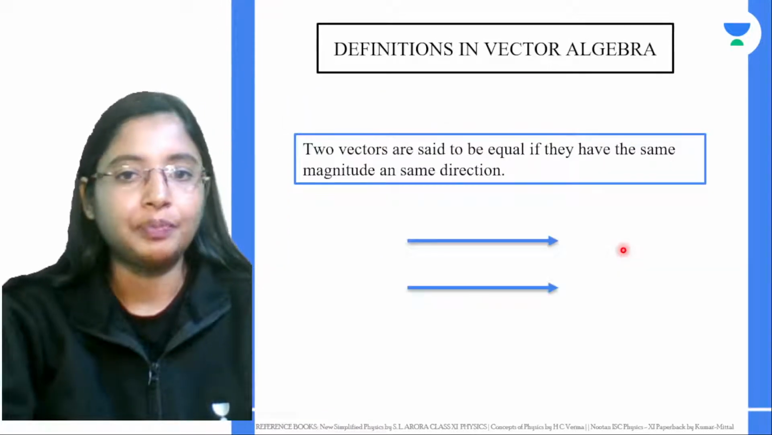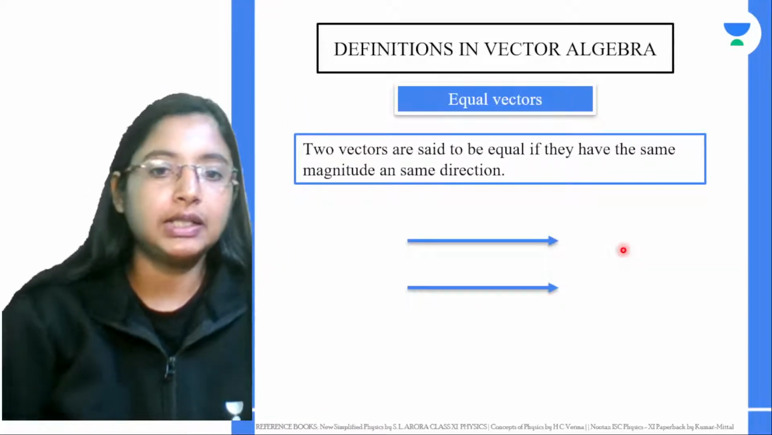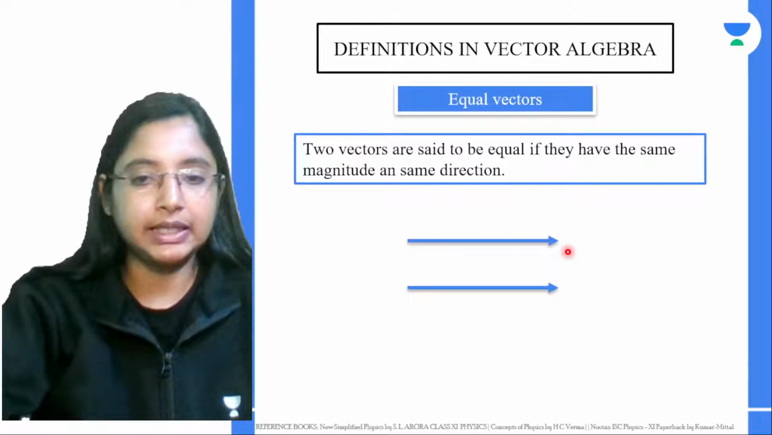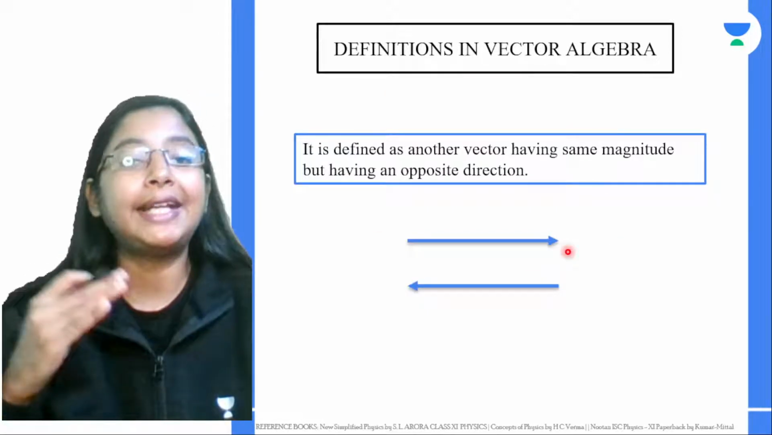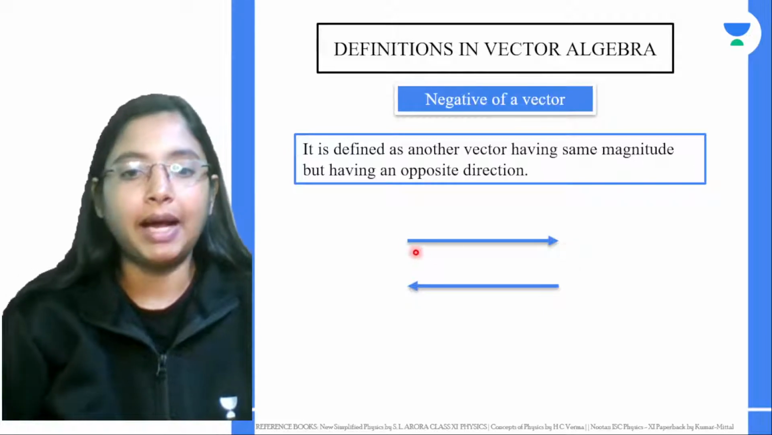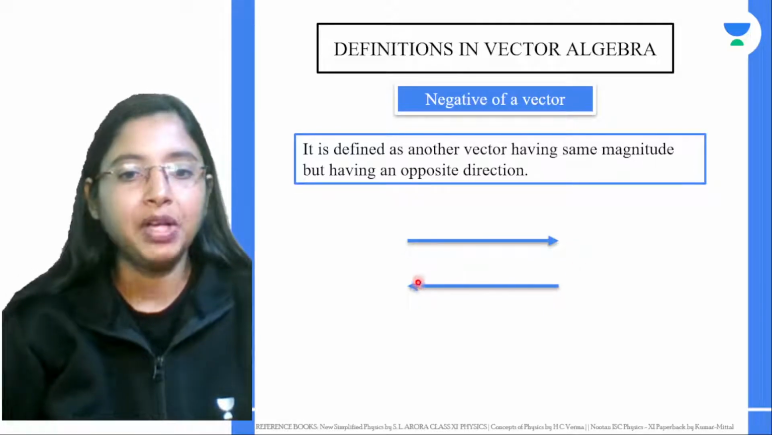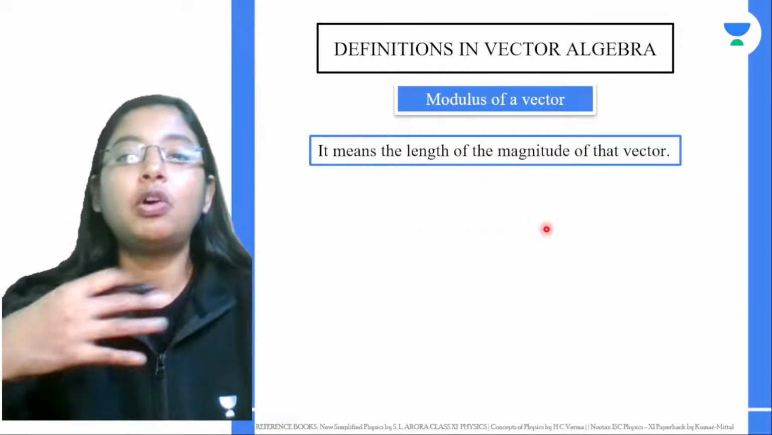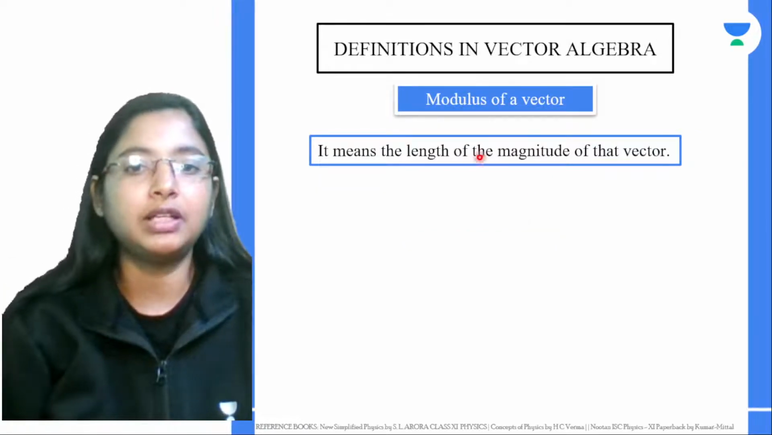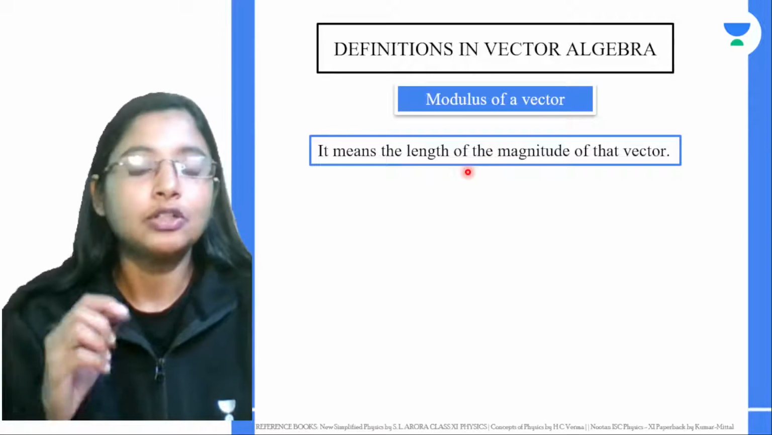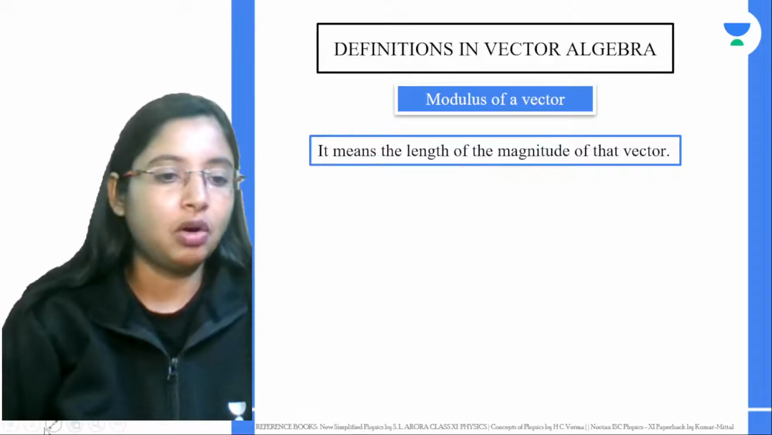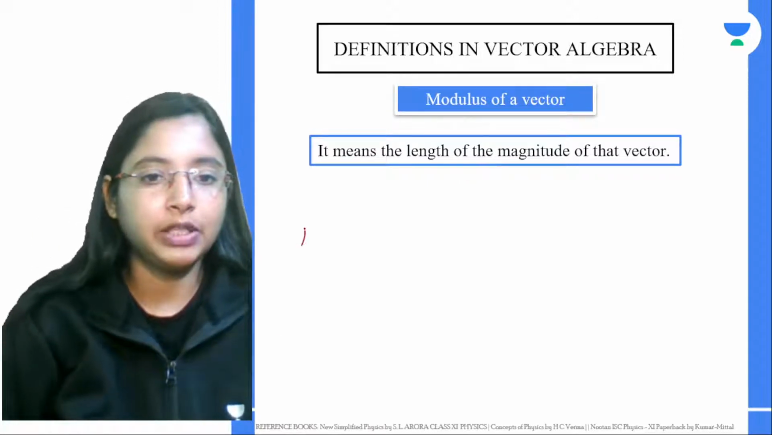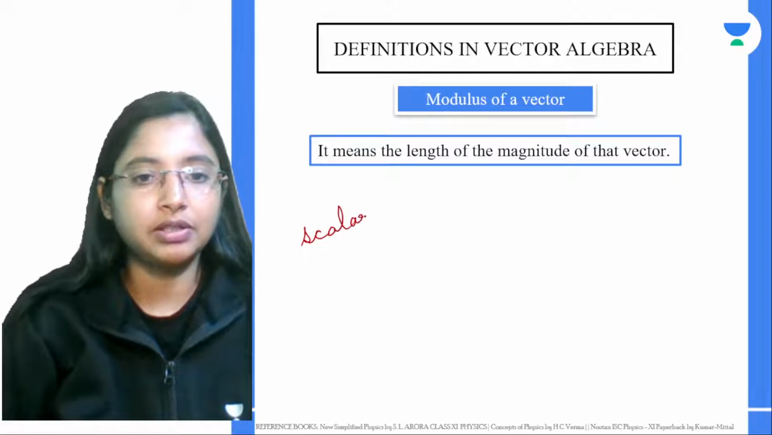We covered this also. And we saw what equal vectors are. They are equal in magnitude and going in the same direction. When you talk about the negative of a vector, it means the magnitude, or the length, is the same, but the directions are different. Then we saw the modulus of a vector. The modulus of a vector gives you the magnitude of the vector. The modulus of a vector is always a scalar quantity.